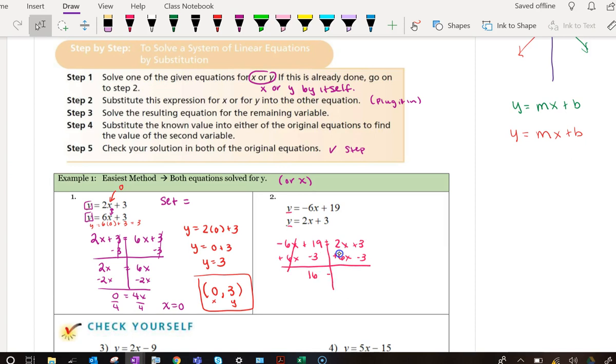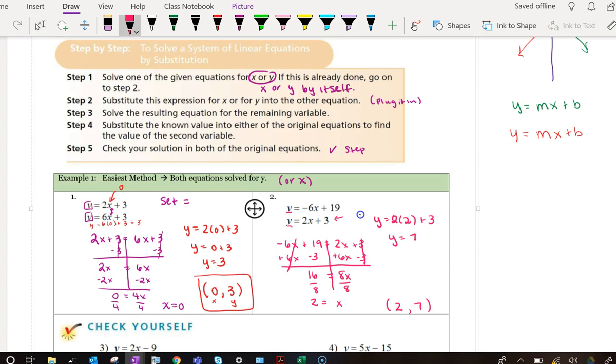So I get 16 is equal to 8x, because that goes away. Divide by 8, and so we have x equals 2. Choose one of the two equations. I'm going to take this one this time. And so I'm going to do y is equal to 2 times 2 plus 3, which is y equals 4 plus 3 is 7. So my solution should be 2, 7.